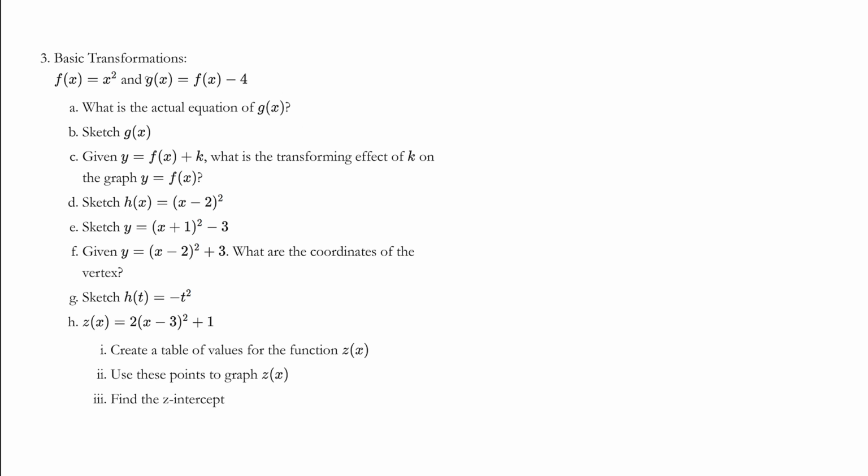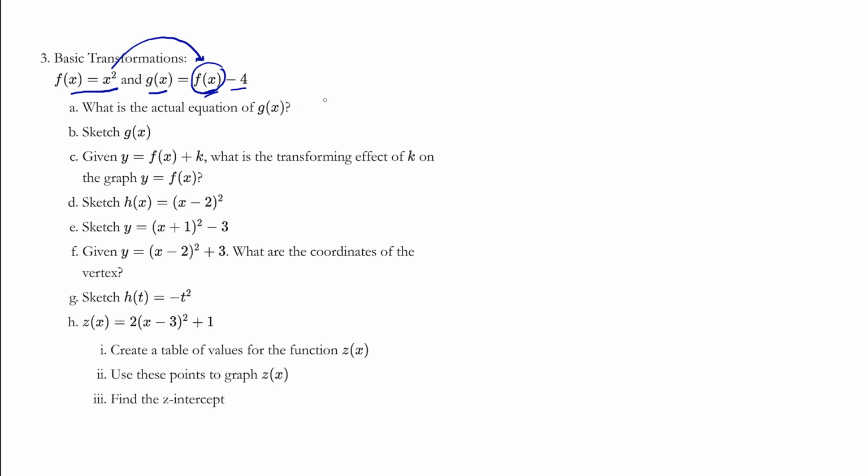Let's practice some basic transformations with quadratics. We have our famous function f of x equals x squared, and we have the new function g of x, which is equal to the original function f of x minus 4. So this means 4 units down. We're going to replace f of x with what we know it is, which is x squared. We're going to substitute.